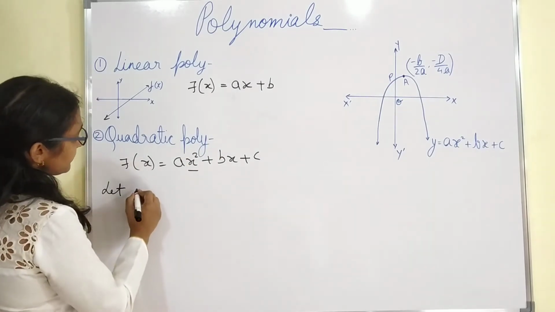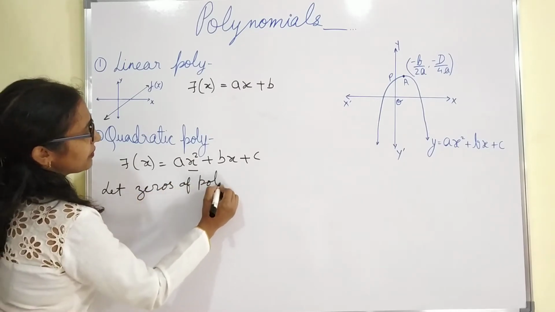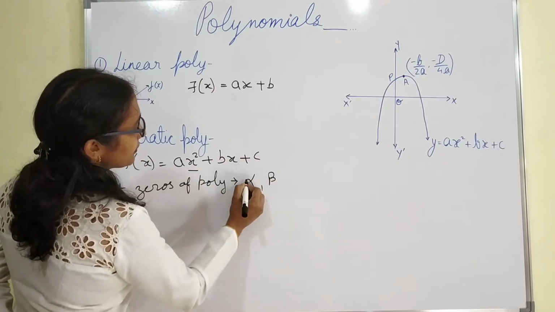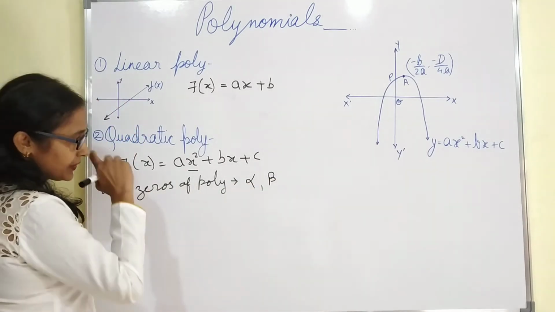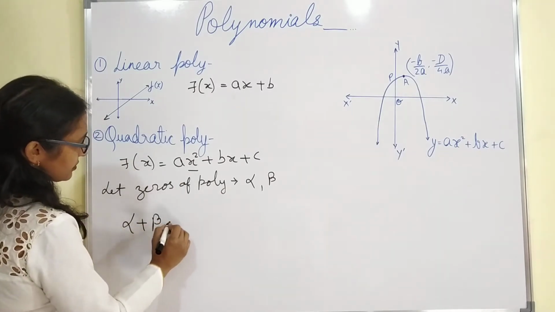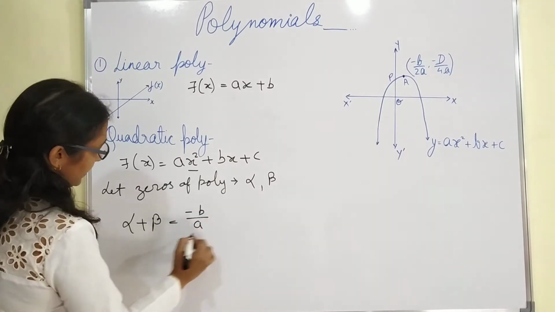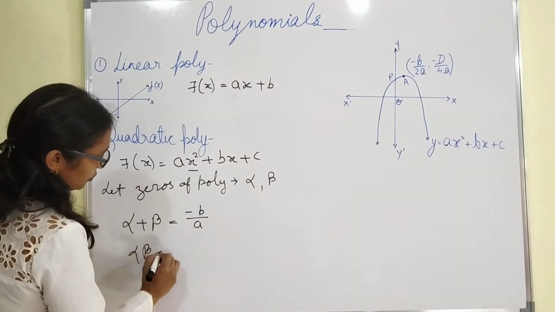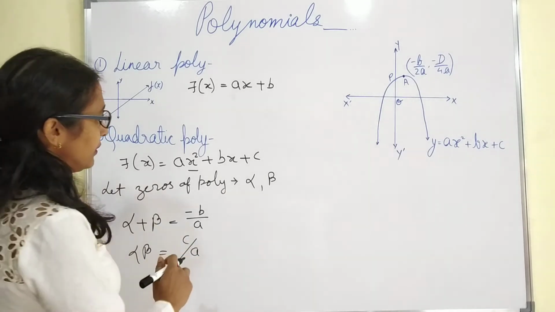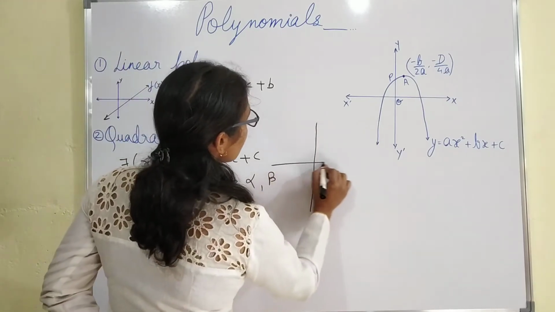So, let the zeros of this polynomial be alpha and beta. So, relation between alpha and beta: sum of the zeros is minus b upon a, and product of the zeros is c upon a. Now, I am explaining this with an example.